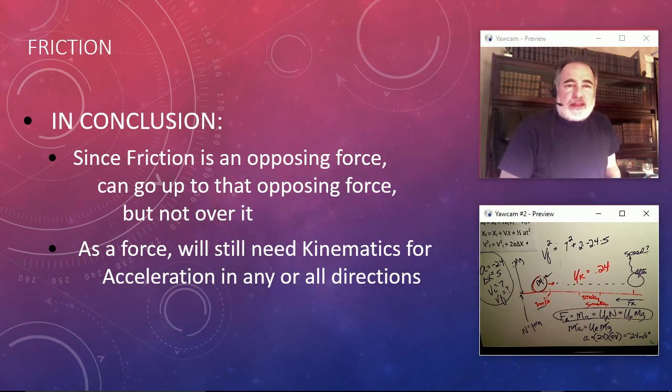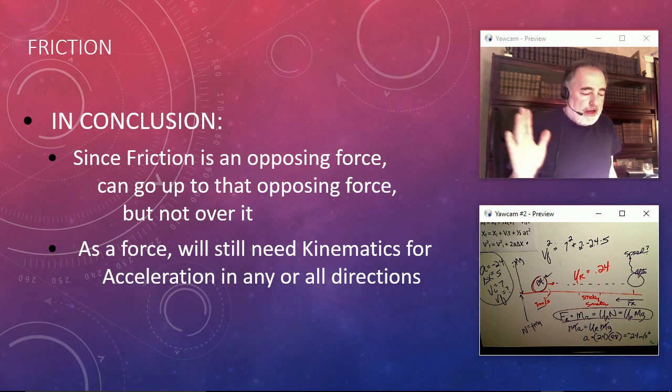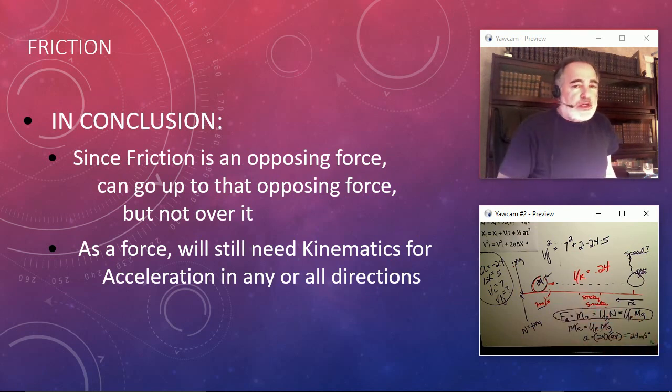So there you have it. That's pretty much all you need for friction. To know that it opposes a force, and this friction can also be a number such as drag, air friction, for instance. We're talking about friction between two surfaces. But frictional force is an opposing force.